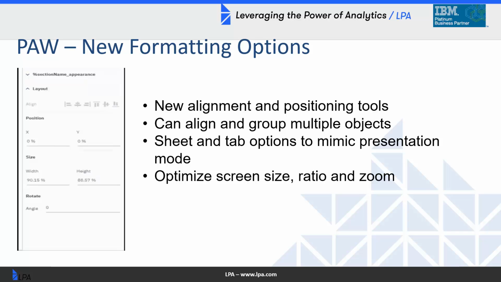Another big thing is you optimize the screen size, ratio, and zoom. And this is huge if you're going to use Planning Analytics Workspace on mobile devices. You may want to change that screen size, ratio, and zoom so that it displays best on iPads and/or cell phones. Before, with Workspace, you really didn't have any control over that at all. It was what it was.